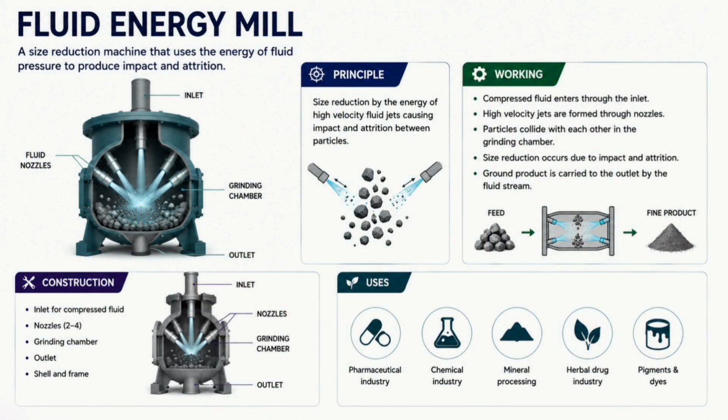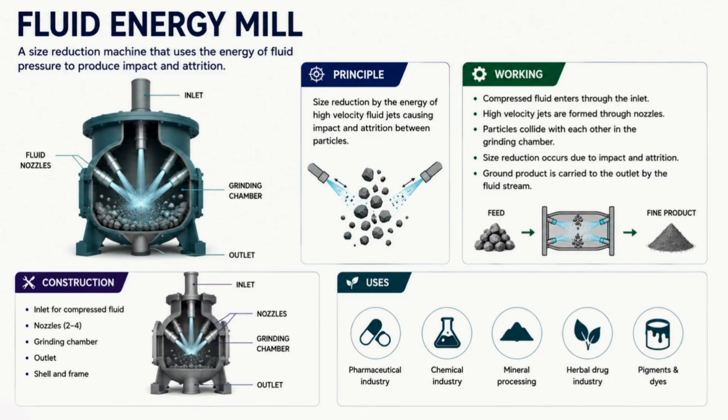Next one is the fluid energy mill. The fluid energy mill mainly works on the principle of impact and attrition using high velocity air. The construction of this mill is like this. The machine mainly consists of a circular chamber.